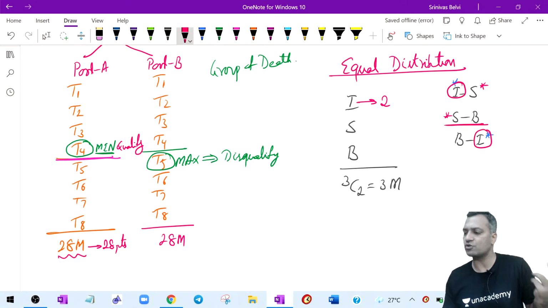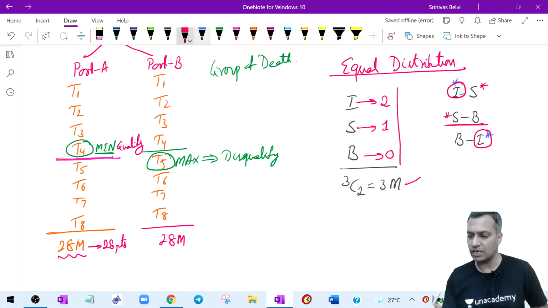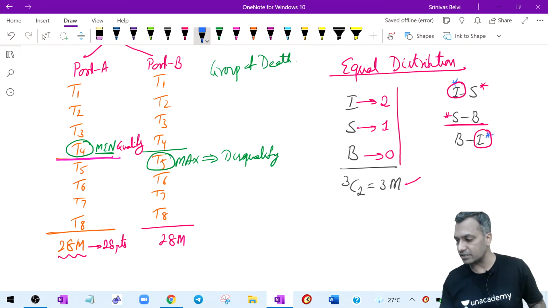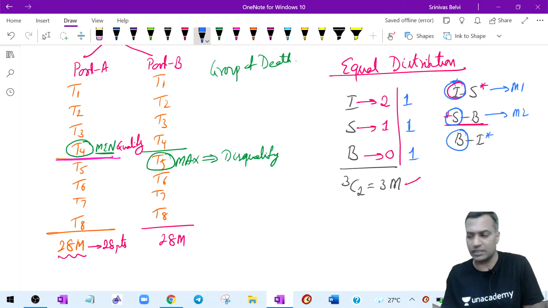What about between these two? Assume that Sri Lanka won 1 match, therefore Bangladesh won 0 matches. That is one possibility. The other possibility is equal distribution: out of 3 matches, India won 1, Sri Lanka won 1, and Bangladesh won 1. Assume the first match is won by India, the second match by Sri Lanka, and the third match by Bangladesh. That is also possible.